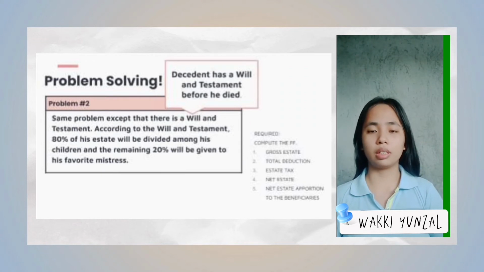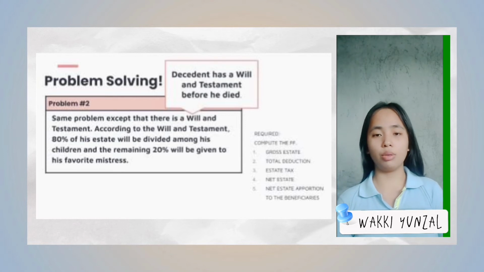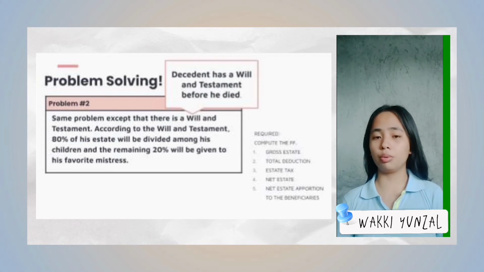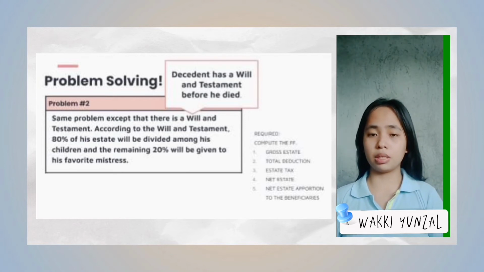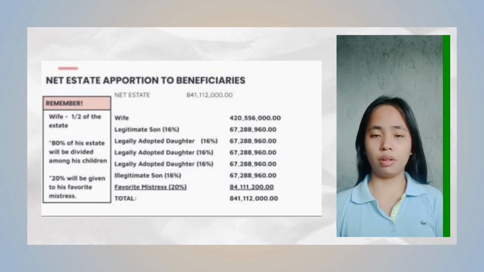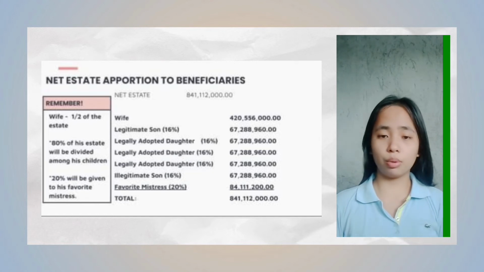Problem number 2. Same problem except that there is a will and testament. According to the will and testament, 80% of his estate will be divided among his children and the remaining 20% will be given to his favorite mistress. This was done in the will and testament before he died. Net estate apportioned to beneficiaries. Remember, the wife has half of the estate, 80% of the estate will be divided among his children and the remaining 20% will be given to his mistress.